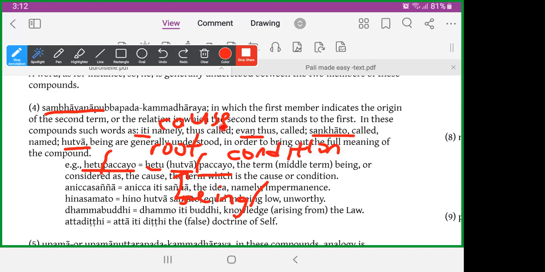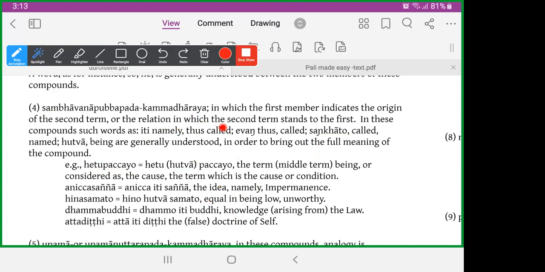The English is actually not easy to understand. So normally hetu pachayo we just translate as the condition of cause, condition or root. This one may be difficult to answer. So let's go for something easy. All right. So anicca sanya. Anicca, you see here, anicca sanya, you break here. So you get anicca iti sanya. So you have to translate from the last one. So sanya is the idea. Idea. Iti is namely.